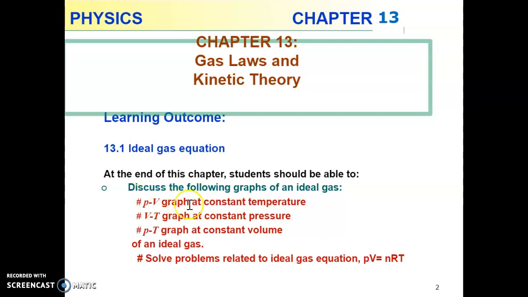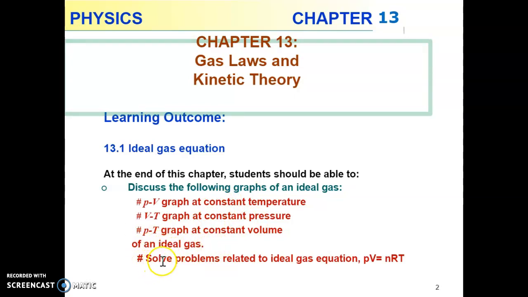So what we're going to do for this subtopic is to discuss the following graphs of an ideal gas. So we are going to have the PV graph, where P stands for pressure and V is volume, and then the VT graph, volume versus temperature at constant pressure. The PT graph is for constant volume, so pressure versus temperature at constant volume. So this is only valid for an ideal gas, and we'll see what the meaning of ideal gas is.